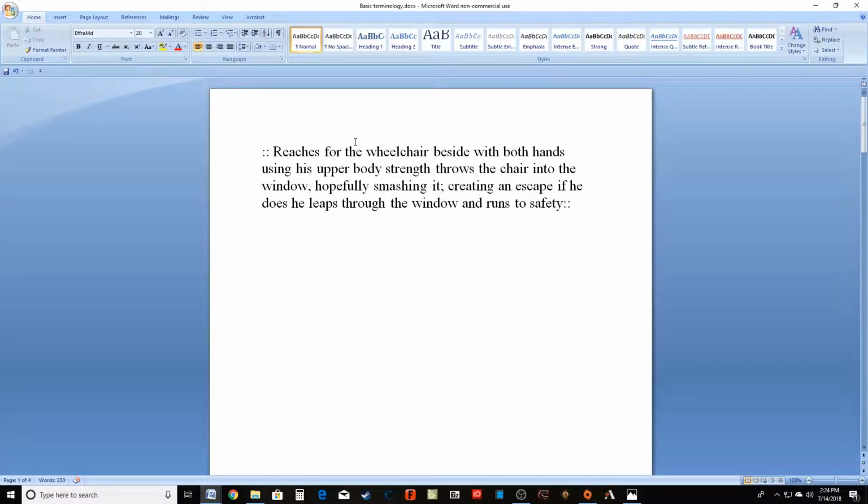Now, you could be talking in the roleplay too. Like, as you're doing it, throws a chair into the window. You could be like, hold on a second. I hope this works. Thinking to himself. Hopefully, smashing the window. Creating an escape. If he does, he leaps through it and runs to safety. Things like that. You see what I'm saying?